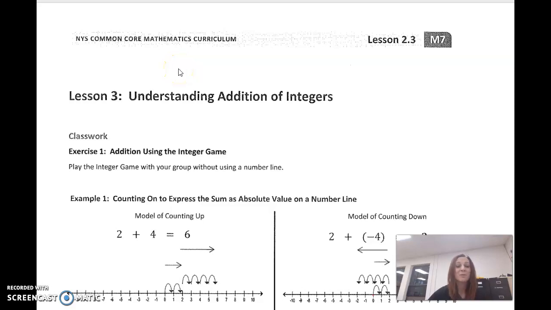On lesson 3 in module 2, we're going to really focus on understanding the addition of integers. We're still going to be using a number line in this lesson, but we want to understand what's happening on the number line so it can lead to us actually doing the addition of integers without a number line.